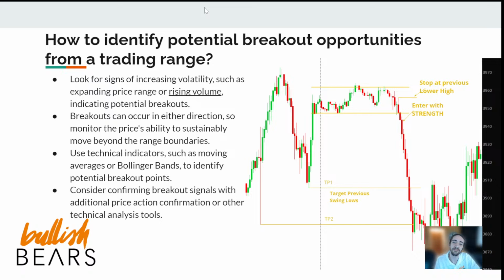So how to identify potential breakout opportunities from a trading range. Look for signs of increasing volatility, such as expanding range or rising volume, indicating potential breakouts. Breakouts can occur in either direction, so make sure to monitor the price's ability to sustainably move beyond the price's boundaries. So if we're looking at this range right here, this breakout is not valid. It was not strong. This little wick right here, not a breakout, not valid, not strong.